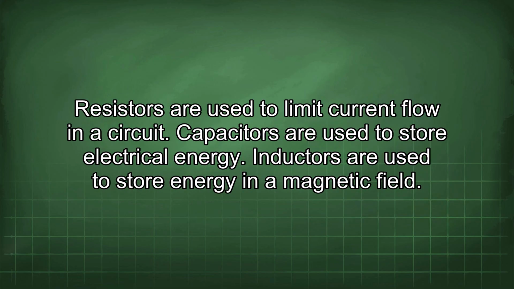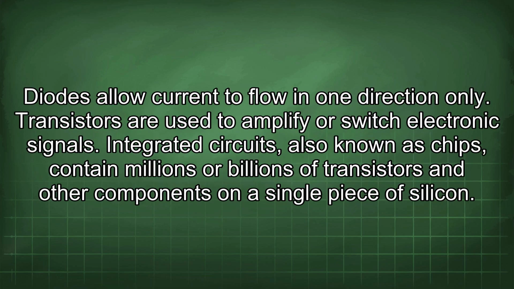Resistors are used to limit current flow in a circuit. Capacitors are used to store electrical energy. Inductors are used to store energy in a magnetic field. Diodes allow current to flow in one direction only. Transistors are used to amplify or switch electronic signals. Integrated circuits, also known as chips, contain millions or billions of transistors and other components on a single piece of silicon.